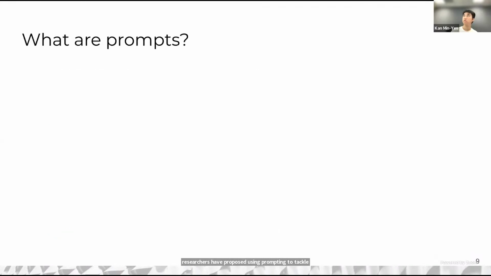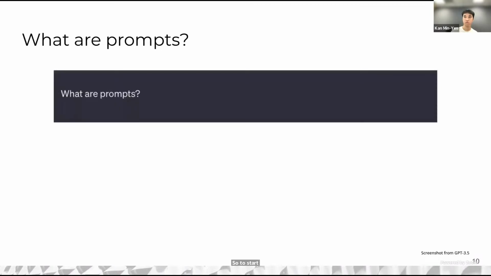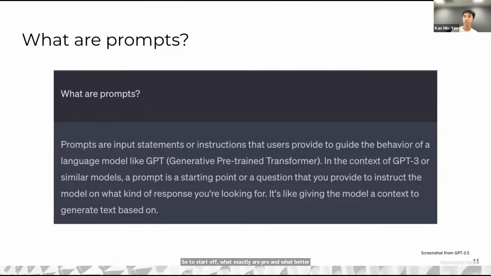So to start off, what exactly are prompts? And what better way to ask this question than to ask ChatGPT? To summarize what has been mentioned by ChatGPT, prompts are input statements or instructions that users provide to guide the behavior of a language model, such as the ever-popular ChatGPT. Here, the prompt is the question, what are prompts?